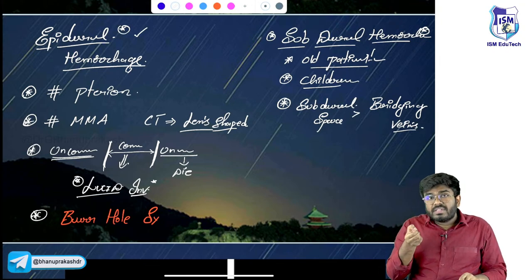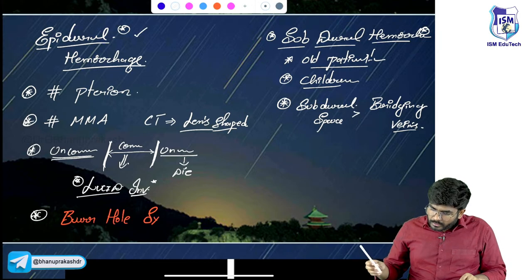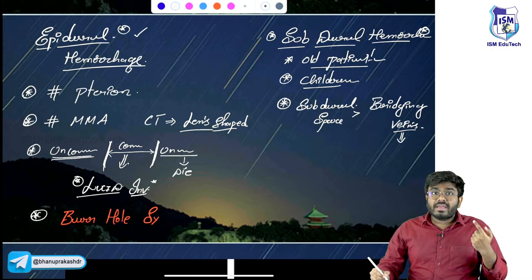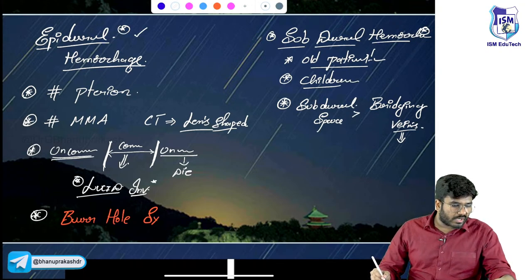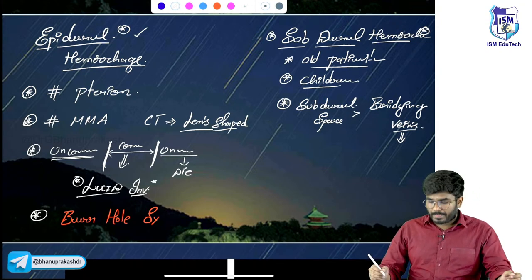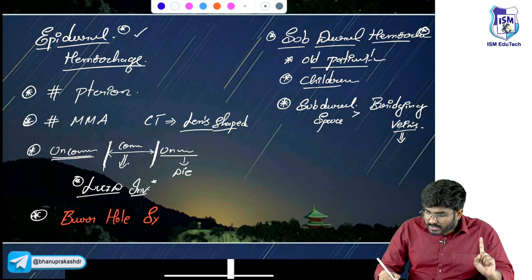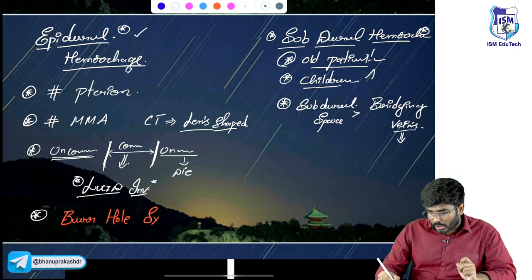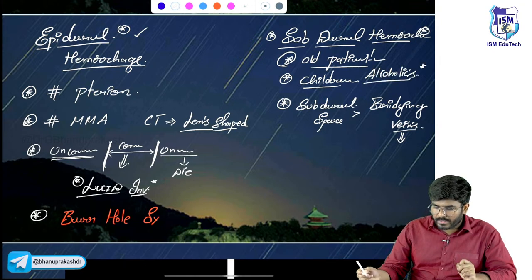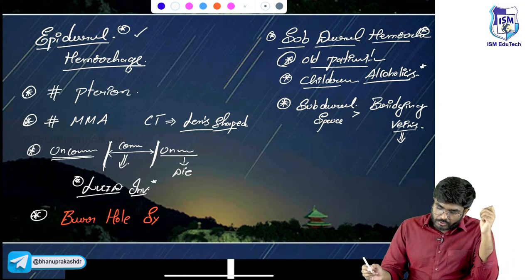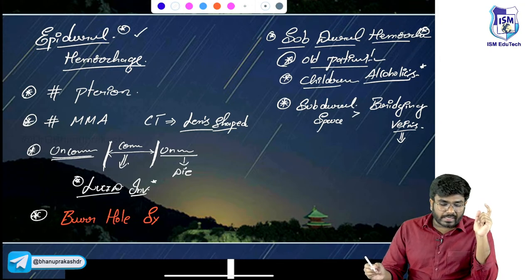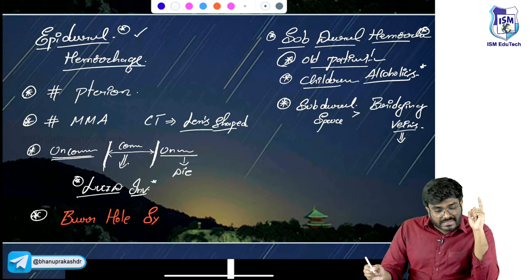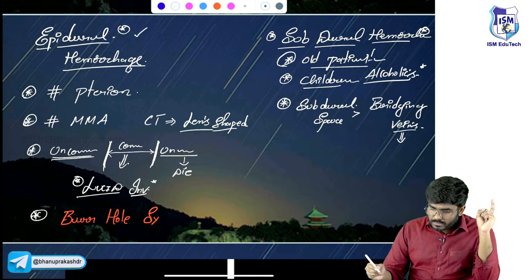Whenever these veins are damaged, there is going to be hemorrhage, into the subdural space. So this is called a subdural hemorrhage. Older patients and children, and it's also seen in alcoholics. So these are the important points which I want you to know. Subdural hemorrhage is seen in old patients, children, alcoholics, whenever there is a sudden decelerating injury that will cause damage to the bridging veins. So hemorrhage will occur.